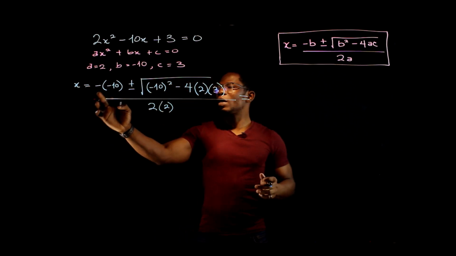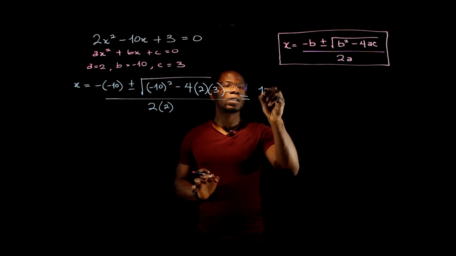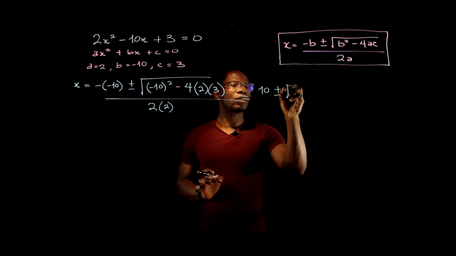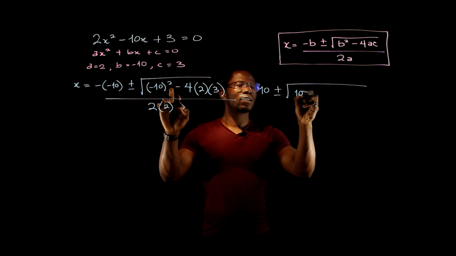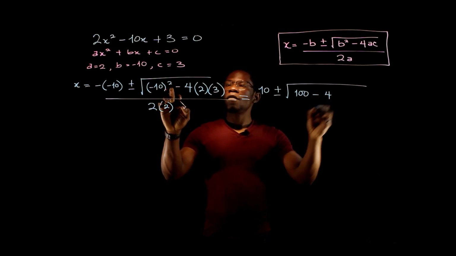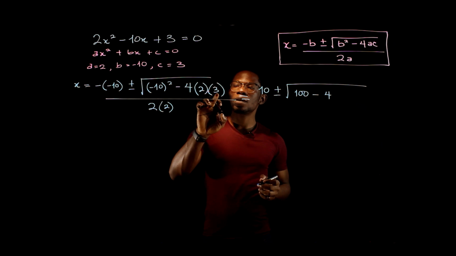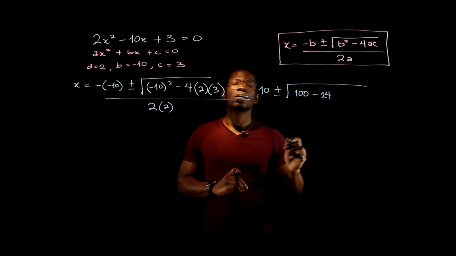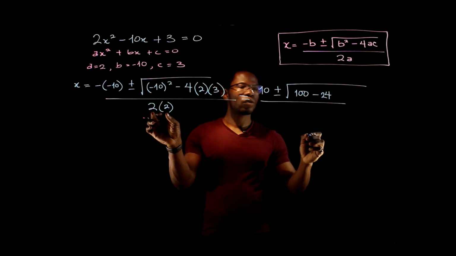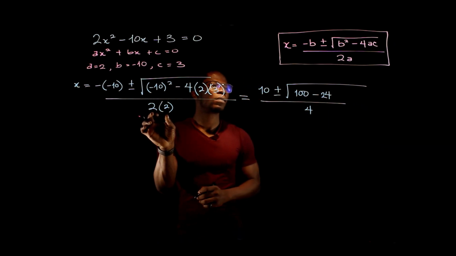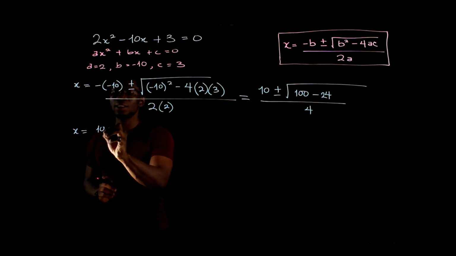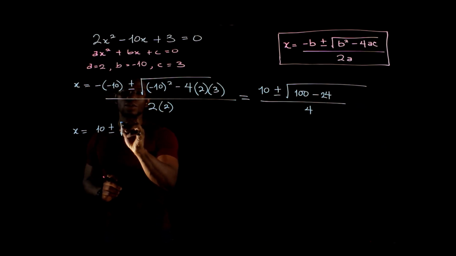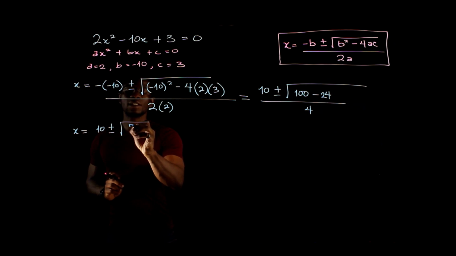So this becomes minus times minus 10 equals 10, plus or minus the square root of minus 10 squared, which is equal to 100, minus 4 times 2 is 8, 8 times 3 is 24, and we divide all through by 2 times 2, which is 4. So our x equals 10 plus or minus the square root of 76, all divided by 4.